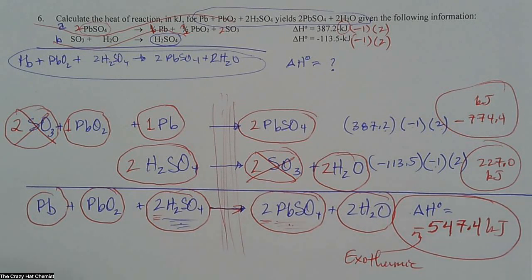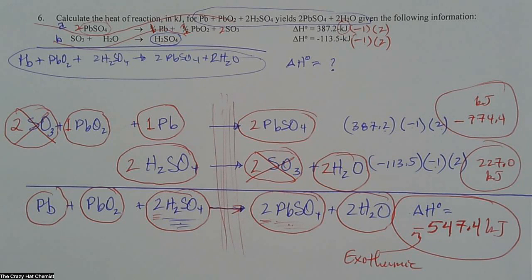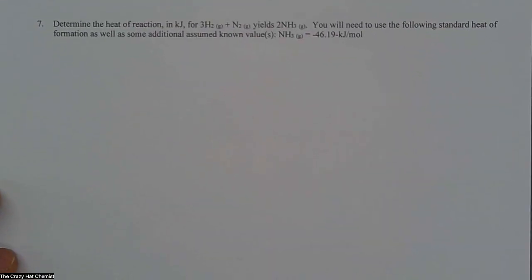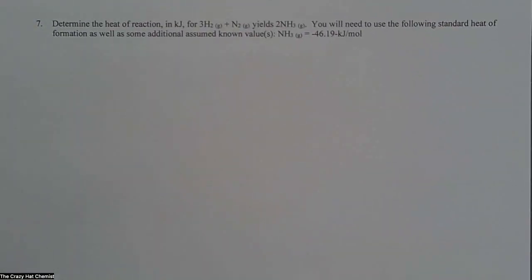That is the sum of two individual reactions gives us the net equation. All right, so let's see if we can move on to the next problem. Perfect, that's number 6. Moving on to number 7. Here is number 7, and this is the second to last problem here.